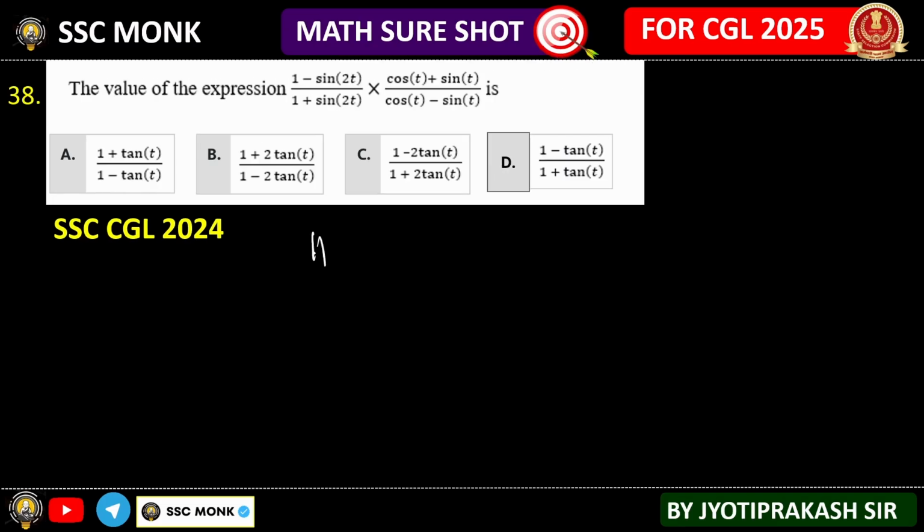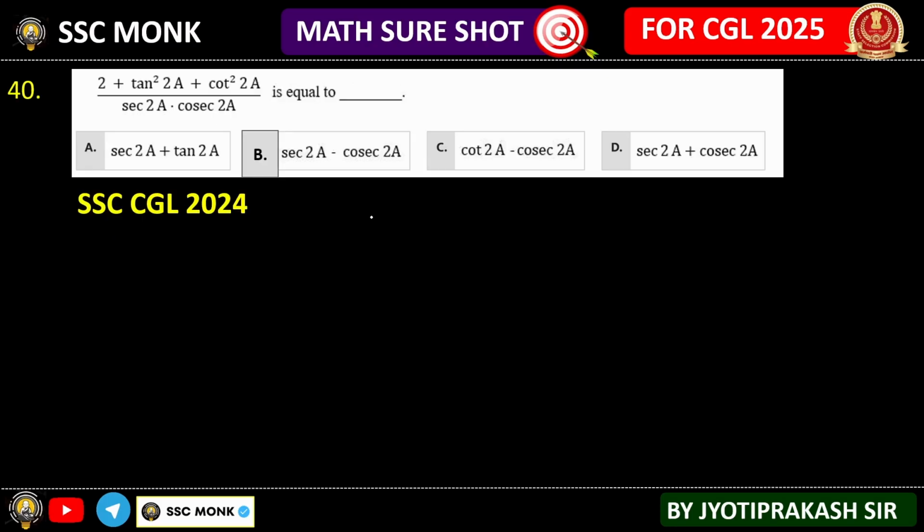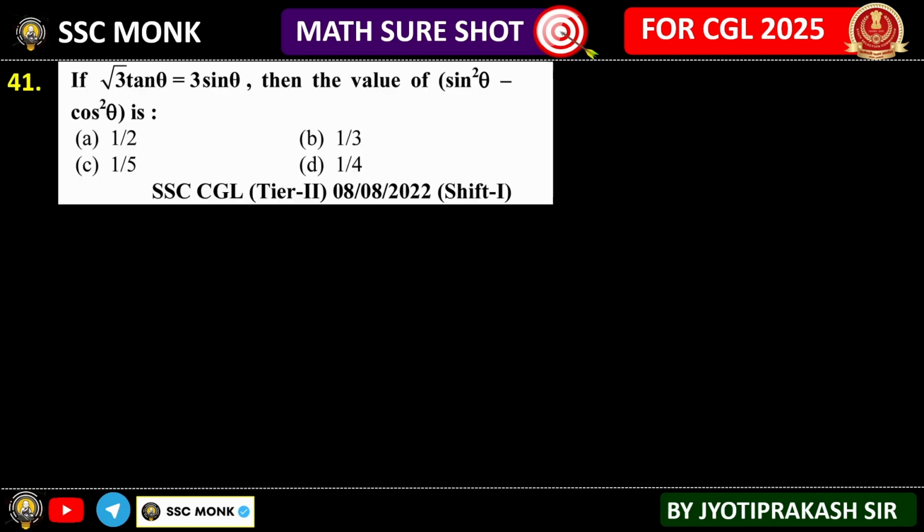Next, the value of this expression 1 minus sin 2θ. Simple. I mean, this is homework. Find the value of 4 cos³(90 minus θ) sin³(90 plus θ) minus 4 sin³(90 plus θ) into cos³(90 minus θ). Simple. Homework. 2 tan²2A plus cot²2A. Very, really silly questions. These are all CGL 2024 Tier 1 questions.